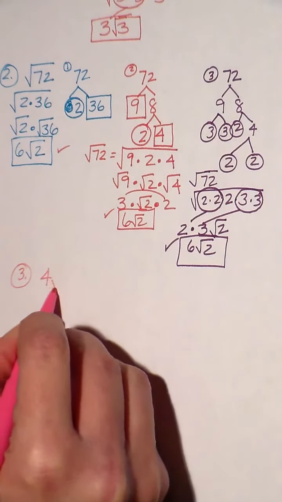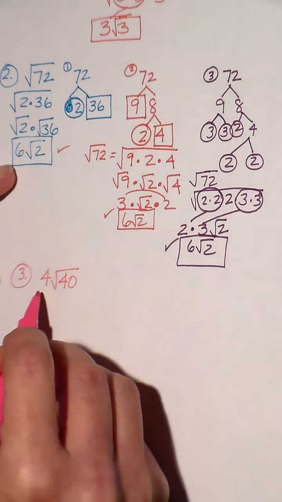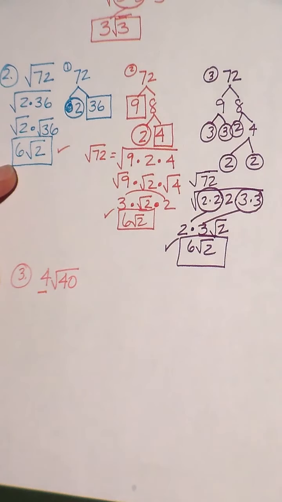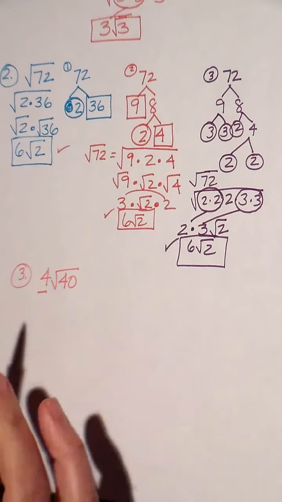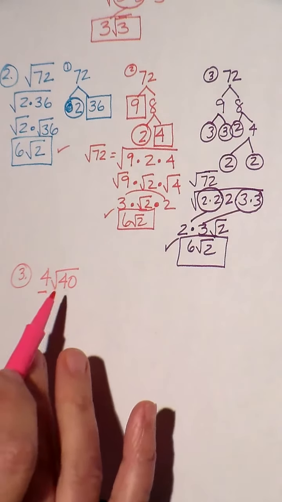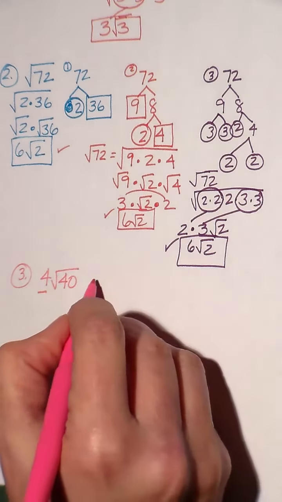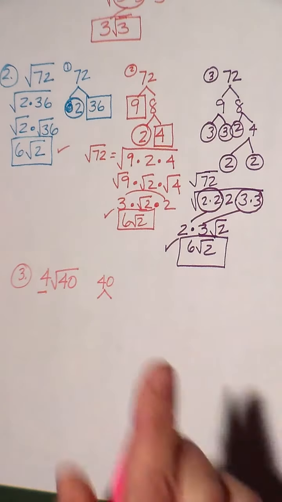What if I have 4 times the square root of 40? Okay, now that's a little bit different because what have I added? Well, I've got that 4 in front. What do I do now? Well, first thing I'm going to do, you can't multiply what's outside times what's inside. Big no-no, can't do that. I'm going to ignore the 4 in front, and I'm going to do the 40 just like I would do the other ones. So 40, and I'm going to factor it all the way out to the prime.